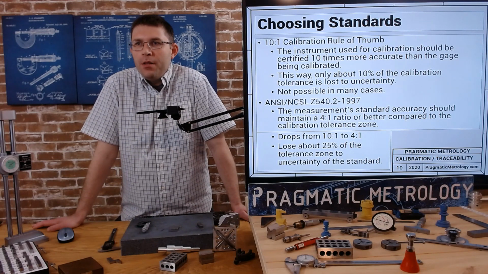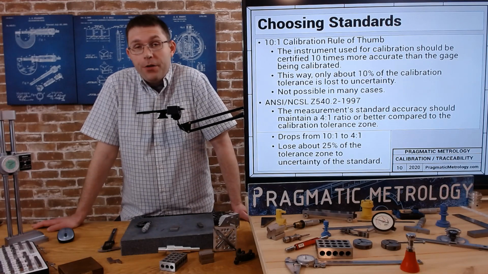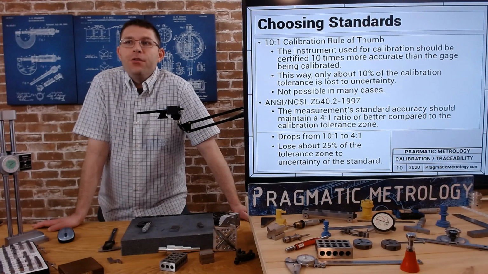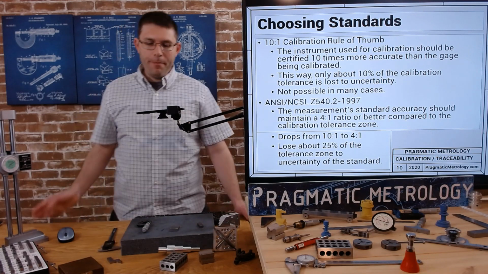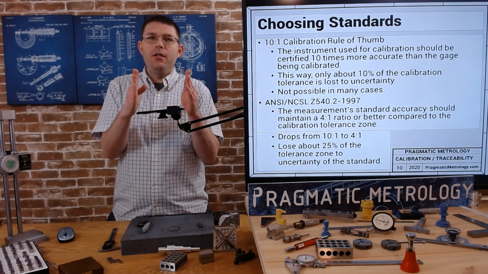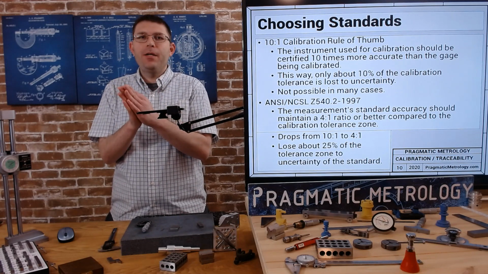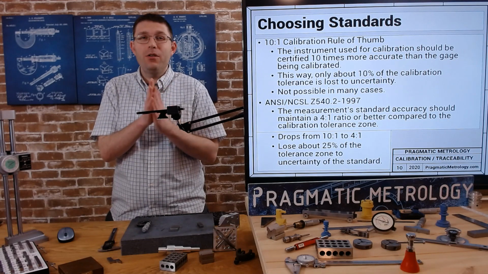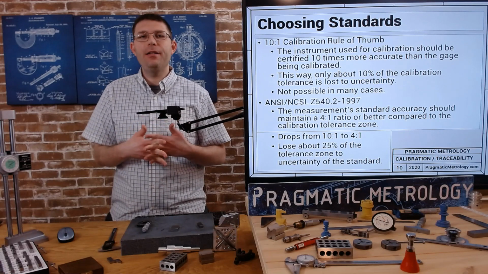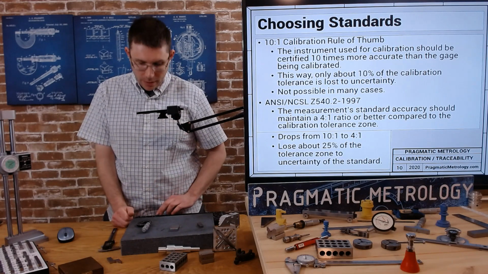So Z540.2 drops 10:1 to 4:1. Now you're losing 25% of your tolerance zone to the uncertainty of the standard. In 1997, that was a realization that manufacturing has gotten more and more precise, and we're reaching the limits of our calibration being 10 times better. Sometimes you can't get 10 times better. You can only get 4 times better, sometimes only 3 times, or actually not 1 time better, but the same. So it's a realization that you can't maintain the 10:1 rule as you work your way up that pyramid of calibration.